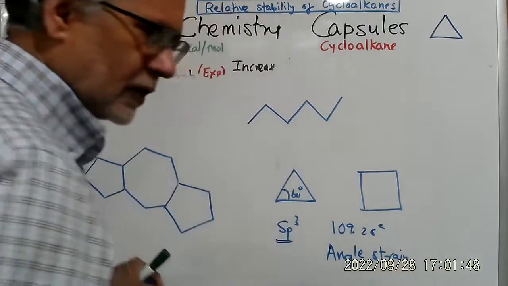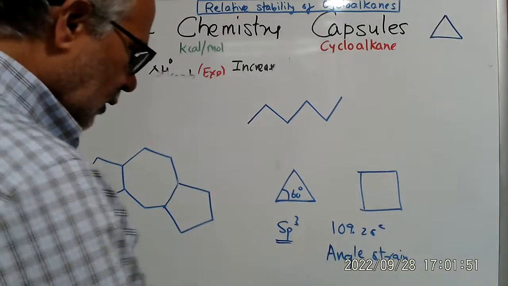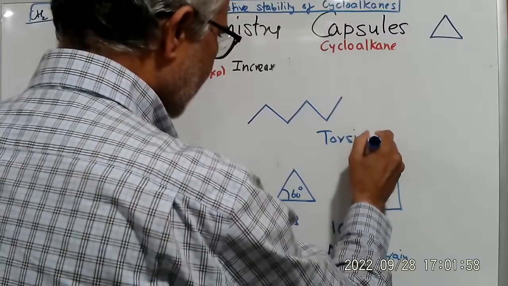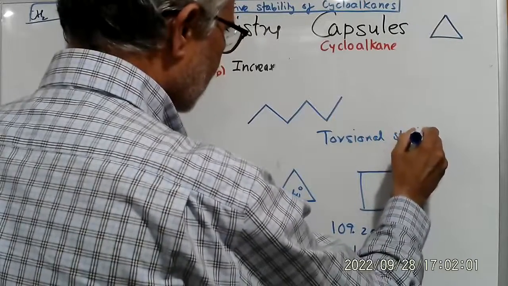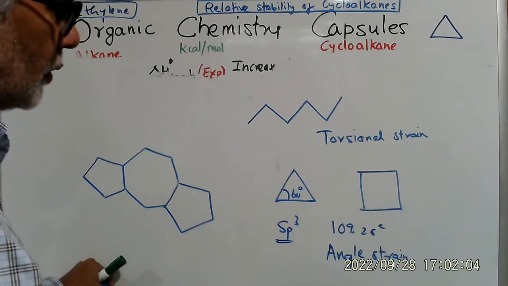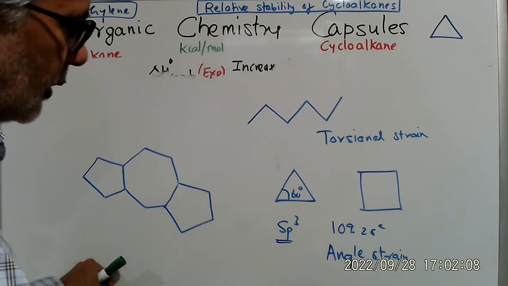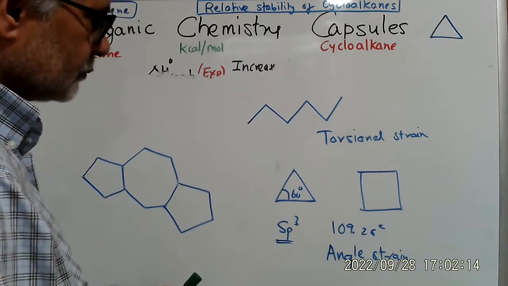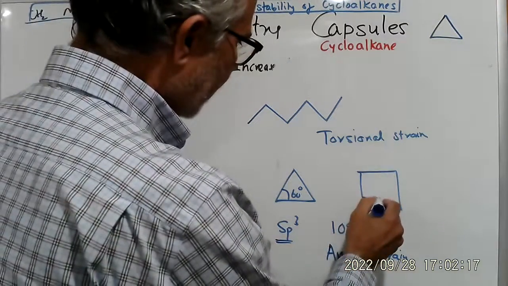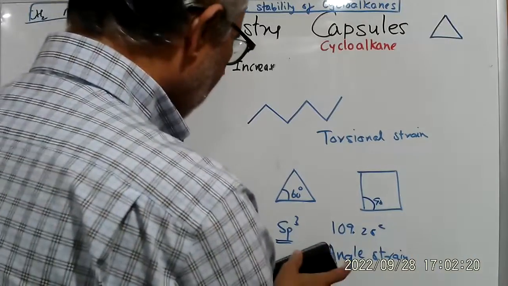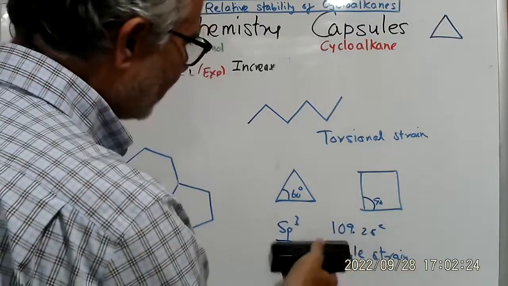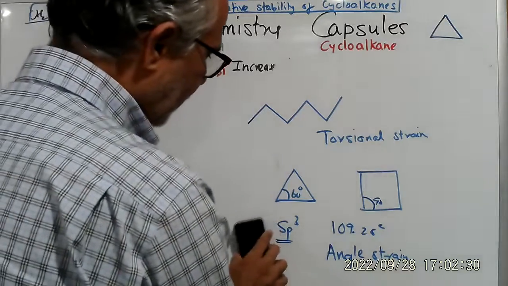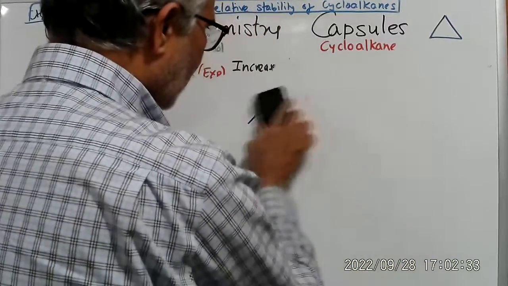Angle strain. And since I do not have models here, I cannot show you that, but there's also something called torsional strain. So 2 types of strain contribute to this higher energy in cyclopropane. Now, cyclobutane is 90 degrees, so the angle strain is somewhat relieved, but still there is some. So cyclobutane is also less stable than cyclopentane, and somewhat less stable than cyclohexane.